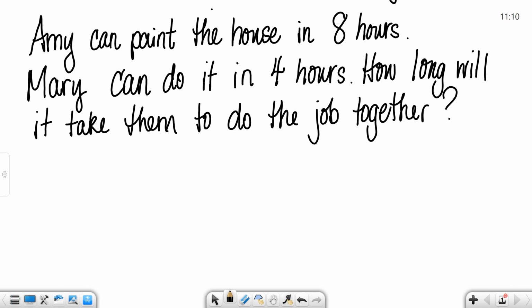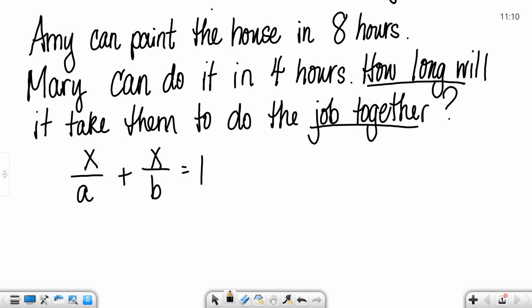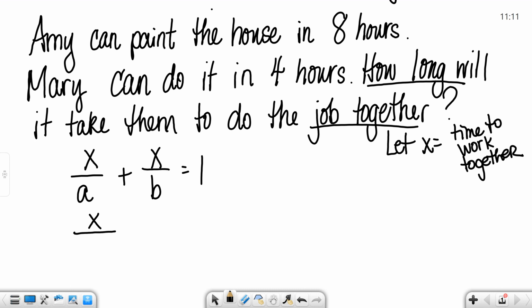Okay, so if we're using that little formula I just gave you, we've got x over a plus x over b equals 1. So now here's our question. How long will it take them to do the job together? So let's let x equal time to work together, which is what I already told you x was anyway. So that's how long it's going to take them to work together, x. So x goes here. That's how long it takes them to work together.